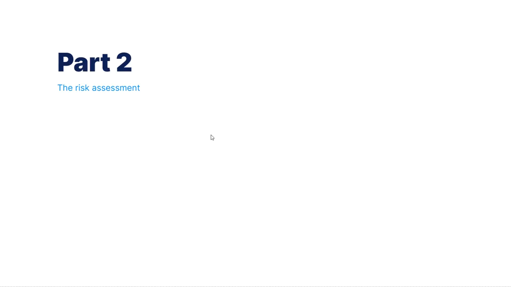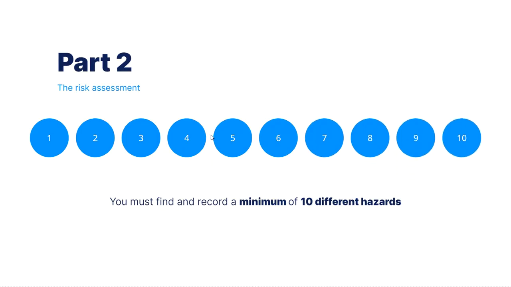For part 2, you will need to complete a risk assessment based on the area you have chosen within your workplace. You must find and record a minimum of 10 different hazards. We advise you to record between 12 and 15 different hazards, but no more.